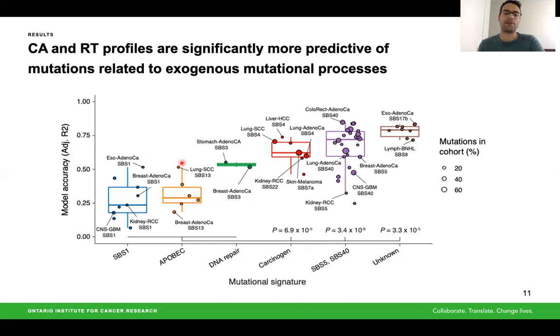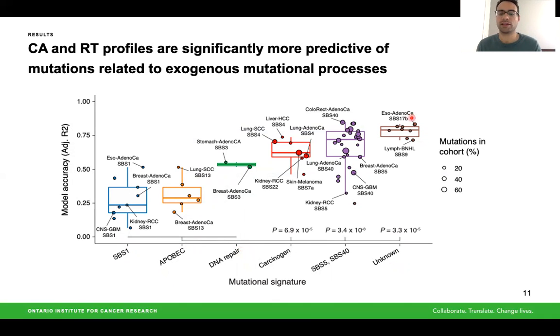And the first thing that we found is that carcinogenic mutational signatures are significantly more associated with the chromatin landscape than those derived from endogenous mutational processes, such as defective DNA repair, APOBEC enzyme activity, and cytosine deamination in signature 1. We also found that several signatures of unknown etiology are also significantly more associated with the chromatin and replication timing landscape than endogenous mutational processes.